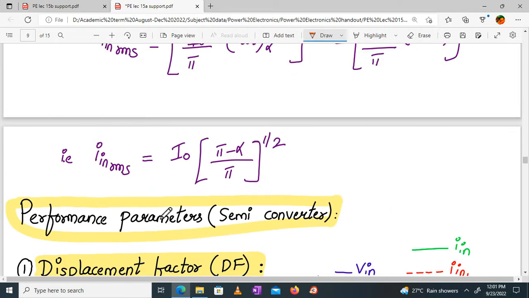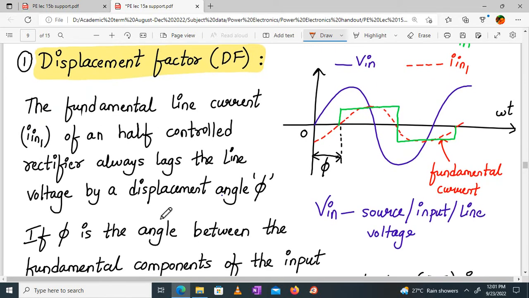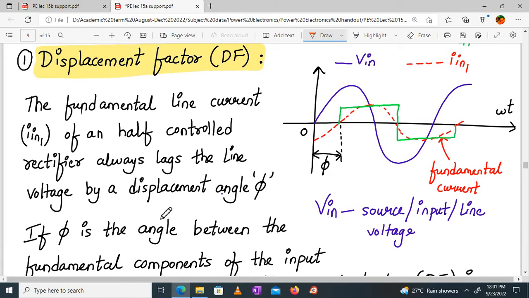Okay. Till where you have written? Till here you have written, right? Now write down the performance parameters of the semi converter. First is the displacement factor. Don't write the definition, just write the expressions quickly. Displacement factor. Now look here. First let me explain and then you can write the expression directly. Everyone look here on the slide.